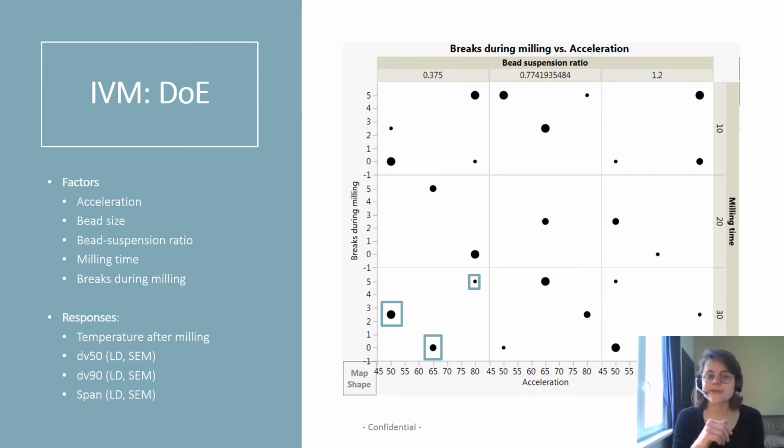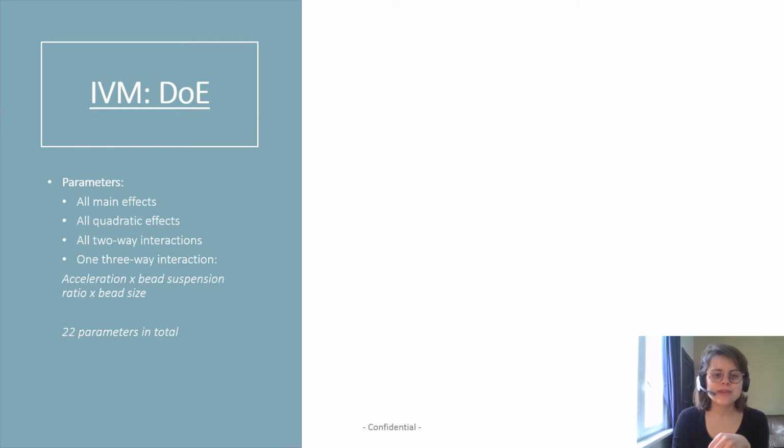Other responses, of course, are the particle size distribution, which is then characterized by the DV50 value and DV90 value found with LD and confirmed with SEM, and also the span to have an idea of the width of the particle size distribution. The parameters that we investigated were all the main effects, all quadratic effects, all two-way interactions, and even one three-way interaction, which is normally omitted out of a DOE, but we have chosen really specifically to add. And this three-way interaction was acceleration, bead suspension ratio, and bead size. So really 22 parameters in total.